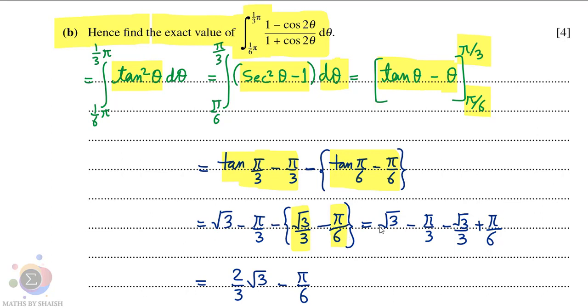So we got two like terms. We'll open the bracket because there is a minus, so it changes the sign: root 3 minus pi by 3 minus root 3 over 3 plus pi by 6. If we subtract root 3 minus root 3 over 3, we get 2/3 of root 3, and minus pi by 3 plus pi by 6 is minus pi by 6. So that's the answer. We can write the answer in decimal also, but in this case they ask specifically that we need to find the exact value, so that's the exact value.